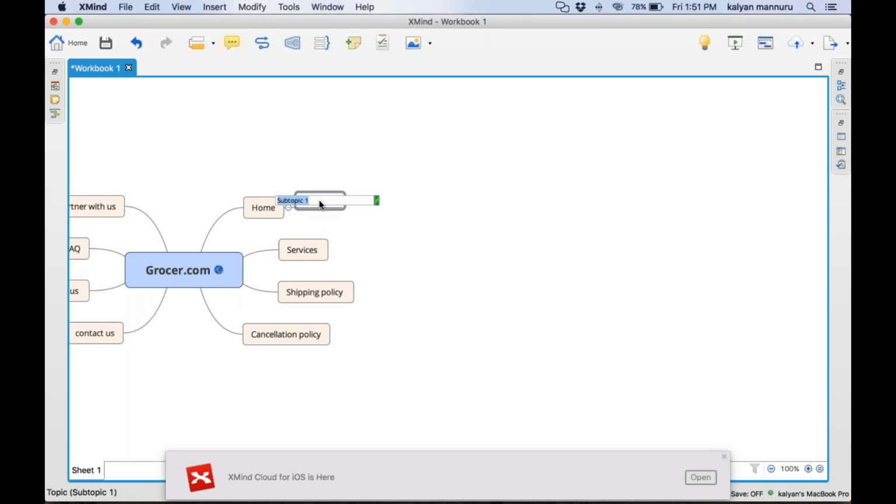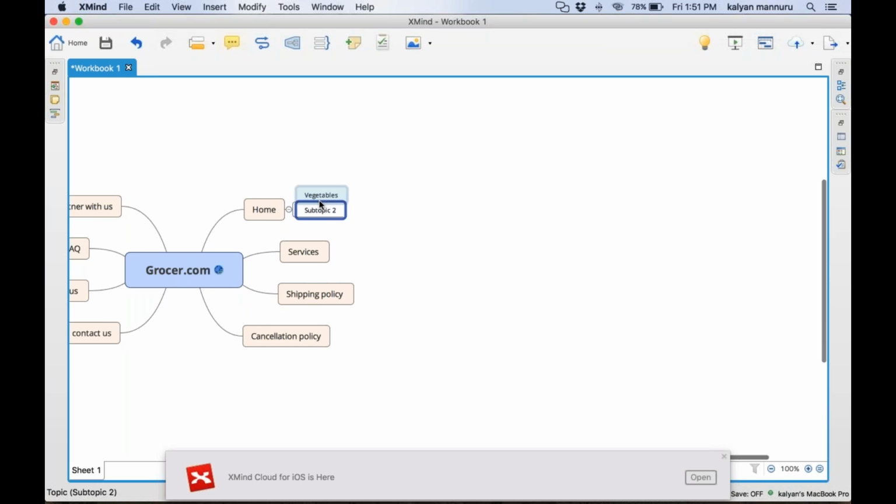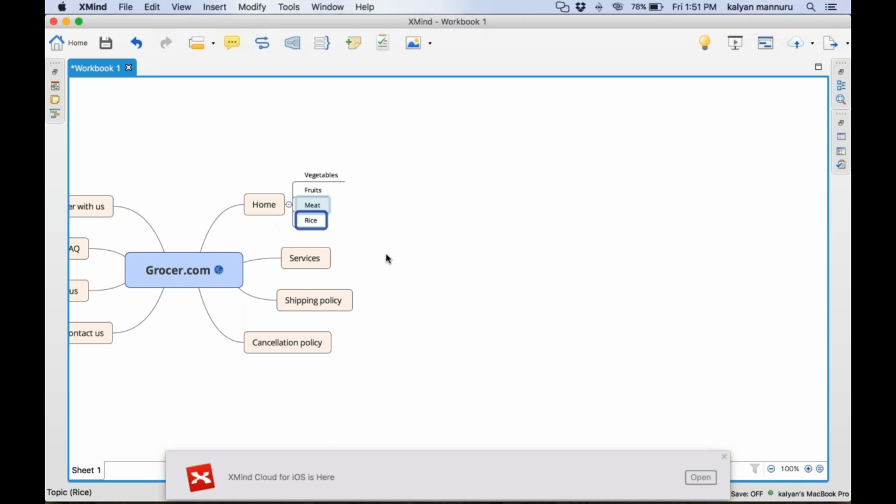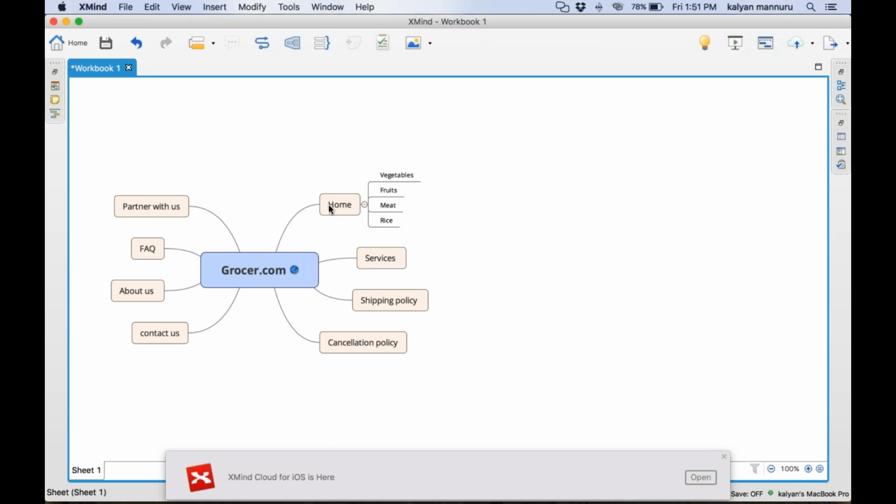So I'm on subtopic 1 on my homepage. As I discussed, I have only four categories. I'm giving it here: vegetables, fruits, meat, and rice. So the objective right now is not just the planning, but to write what will be my URL, what will be the title, and what will be the description of each and every page.